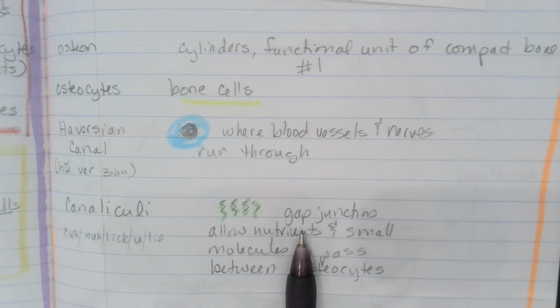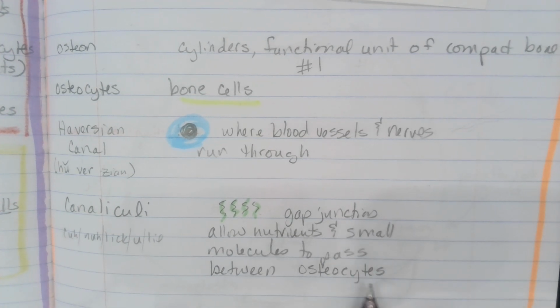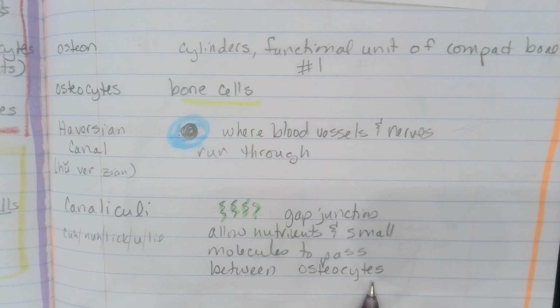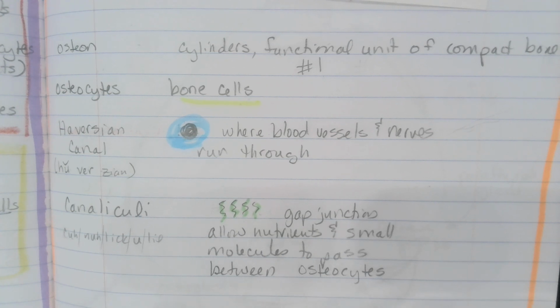And so these are gap junctions. These gap junctions allow the cells to be very close together. But those spaces also allow nutrients and small molecules to pass between osteocytes. So canaliculi are gap junctions that allow nutrients and small molecules to pass between osteocytes.